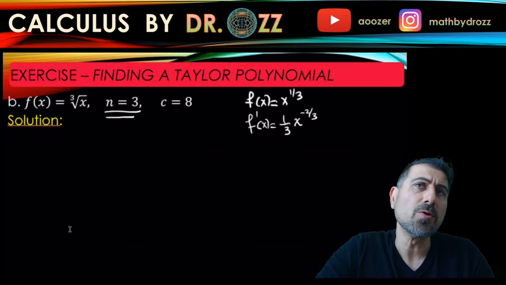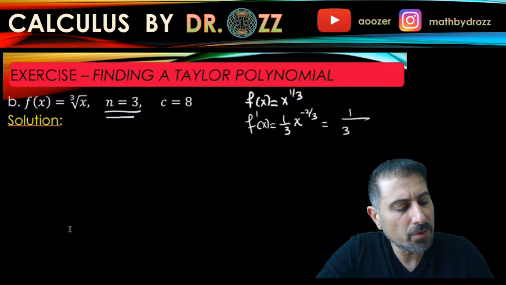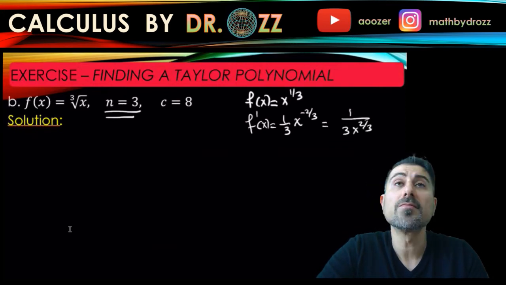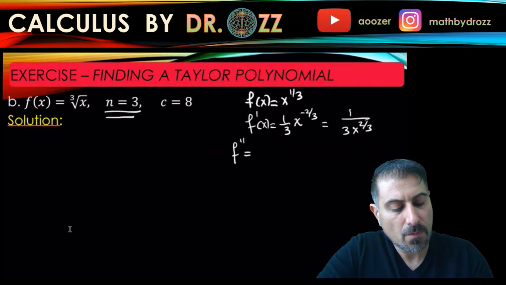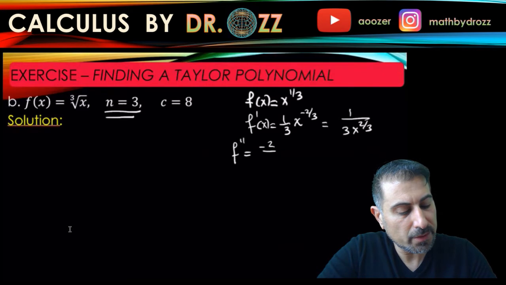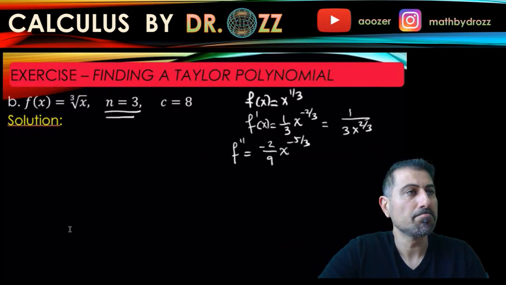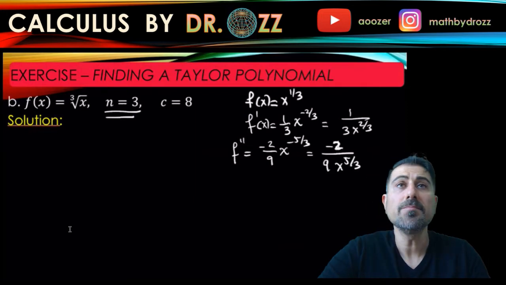We generally don't leave a negative exponent, so I'm going to take the reciprocal of that. How about it? 1/3 x to the 2/3. Okay. F double prime: 1/3 times -2/3, so -2/9 x to the -5/3. And I'm going to write it as -2 divided by 9 x to the 5/3.